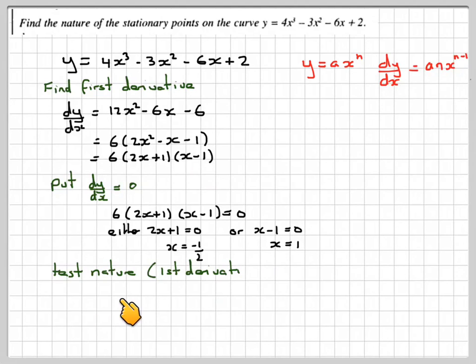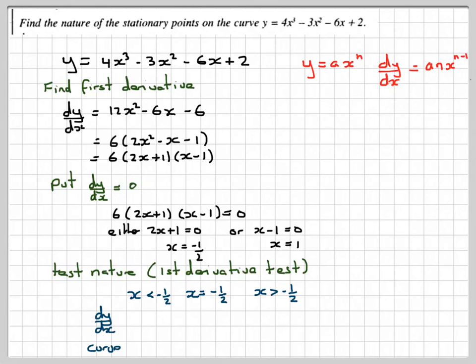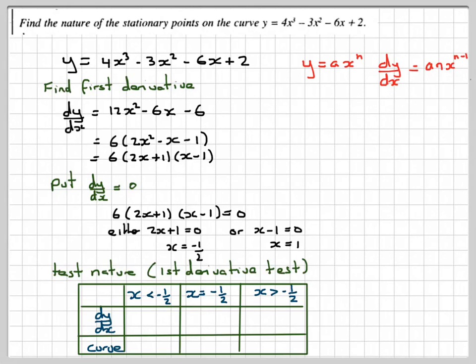Therefore we test the nature. This is called the first derivative test. So what we do, we make a table. We look at the first value, which is x is equal to minus a half. We look just before and just after, looking at the gradient. Remembering that dy by dx is 6, 2x plus 1, x minus 1, all we're interested in is the sign of dy by dx. We know at the particular point the gradient is equal to 0, therefore we get a horizontal curve.